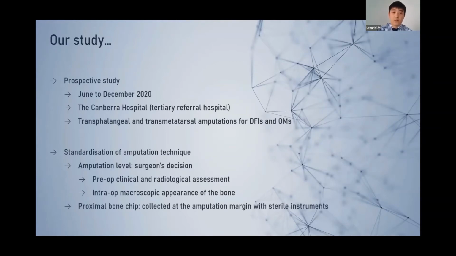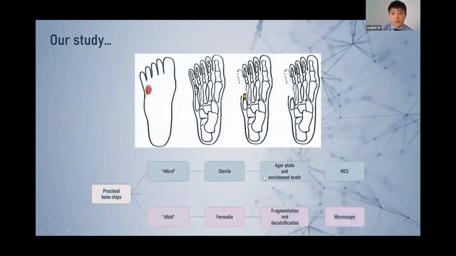We conducted a prospective study from June to December last year at the Canberra Hospital. Patients undergoing transphalangeal and transmetatarsal amputations for diabetic foot infections and osteomyelitis were recruited. The surgeon decided on the amputation level based on preoperative clinical and radiological assessment, as well as the intraoperative appearance of the bone. Once the amputation had been performed, the operator would collect a proximal bone chip specimen using sterile instruments, and that would be sent for microbiology and histopathology processing.